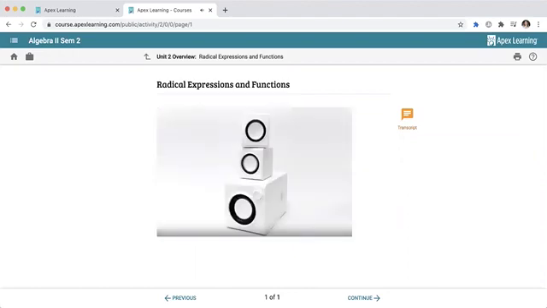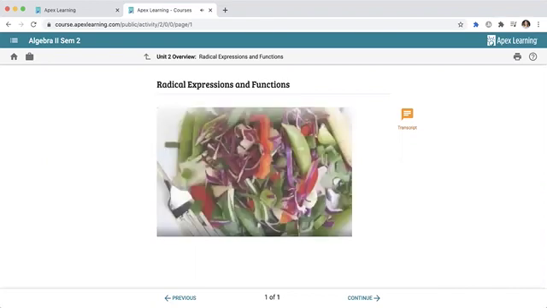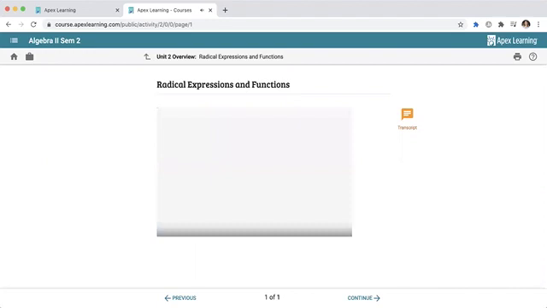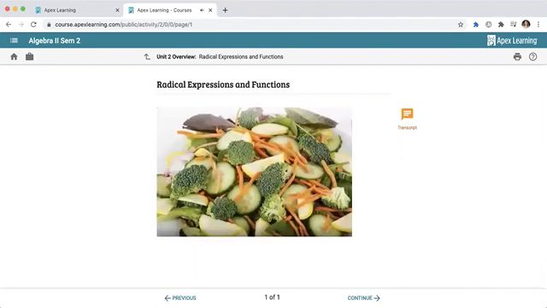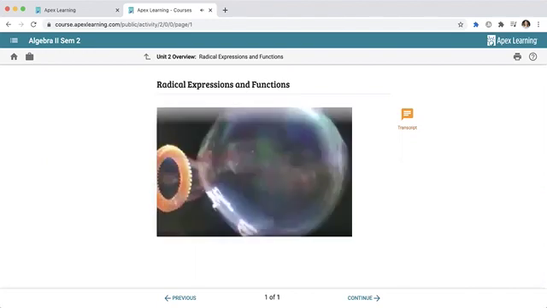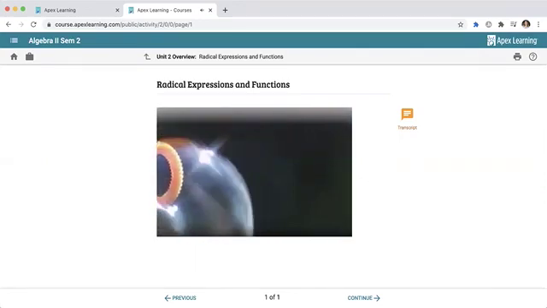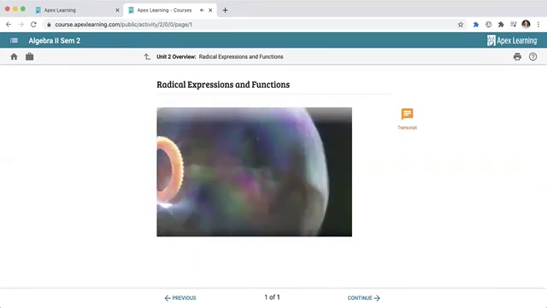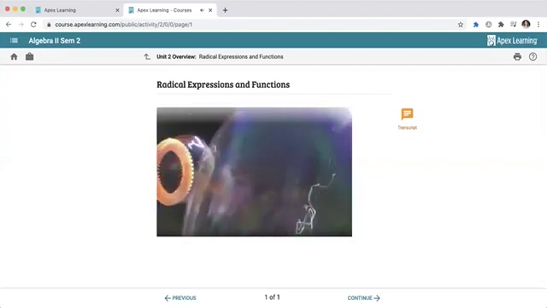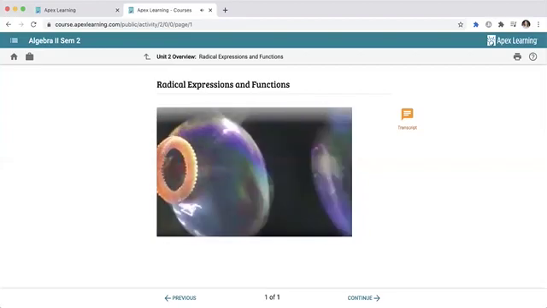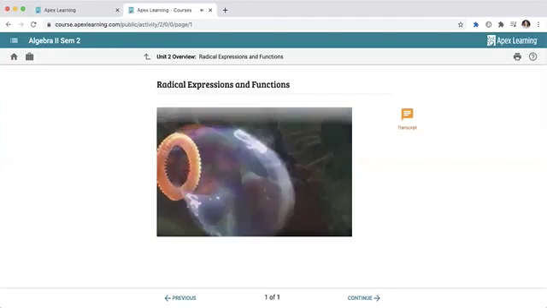How is the volume of music related to how far I am from the speaker? How does the acidity of my stomach depend on what I had for lunch? What is the relationship between the radius of a bubble and the space it takes up? Radical expressions and functions are useful tools for creating many more mathematical models like these.